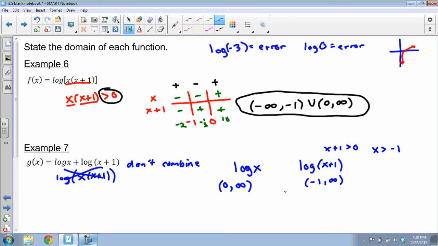One of these two domains is more restrictive than the other. Are there more values from 0 to infinity or from -1 to infinity? Well, there's more from -1 to infinity. Starting on a number line, here's -1, here's 0. We're going to infinity, and if this is our first one and this is our second one, we want where they overlap, which is right here. So our domain for this function is going to be from 0 to infinity, because that's the more restrictive domain in this case.